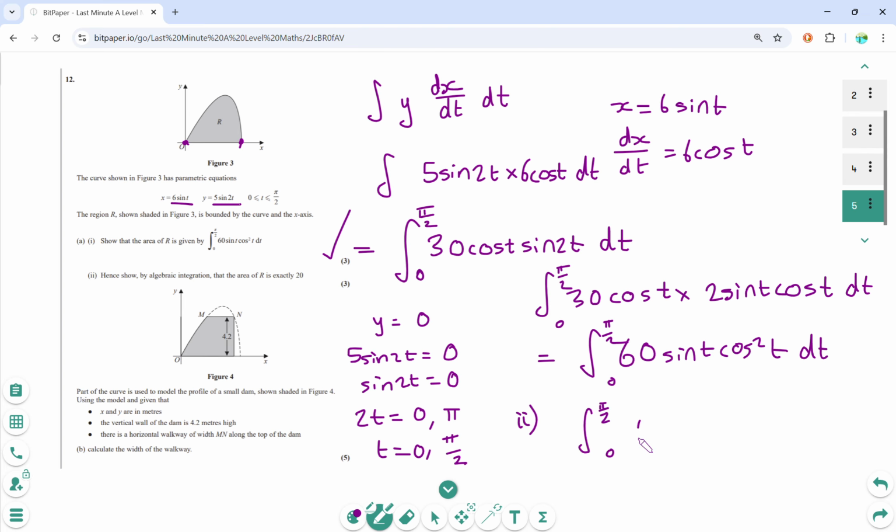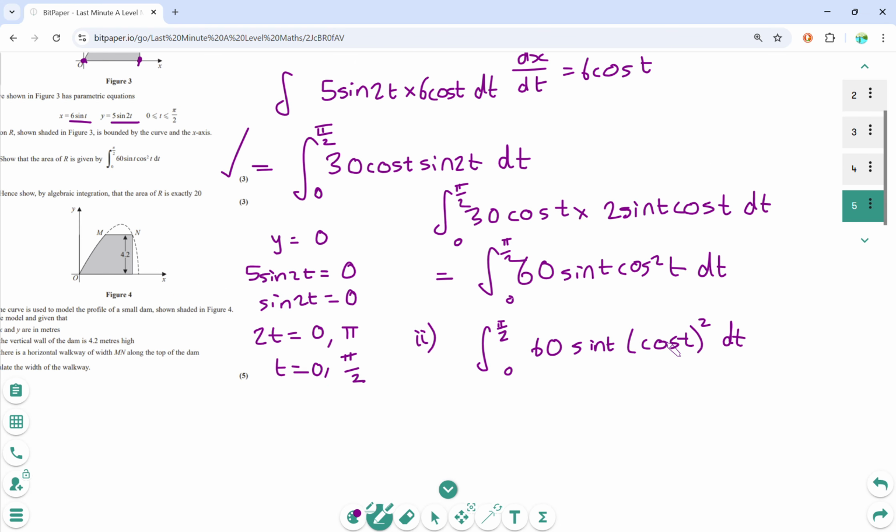So 60 sine t, I'm going to make this cos t all squared. And that's because if you do that and then look at it, it makes more sense in your mind. You think, okay, we've got a bracket squared here. We've got the derivative roughly on the outside. I'm going to do reverse chain rule.